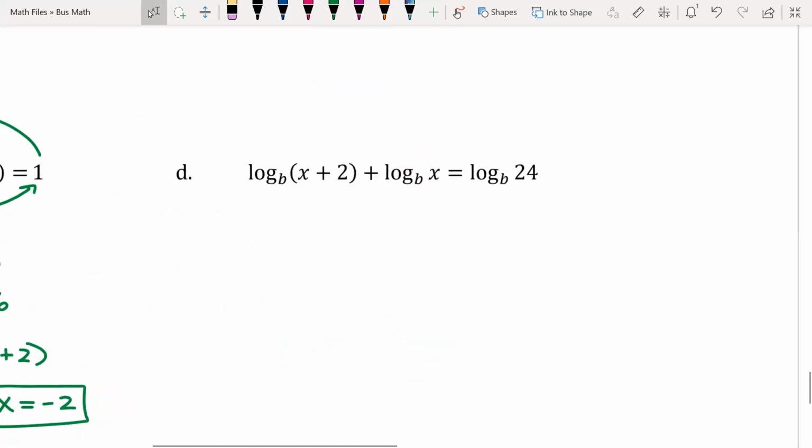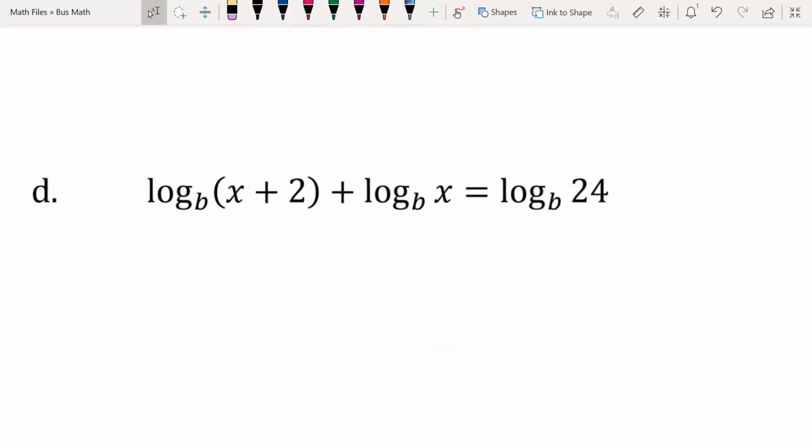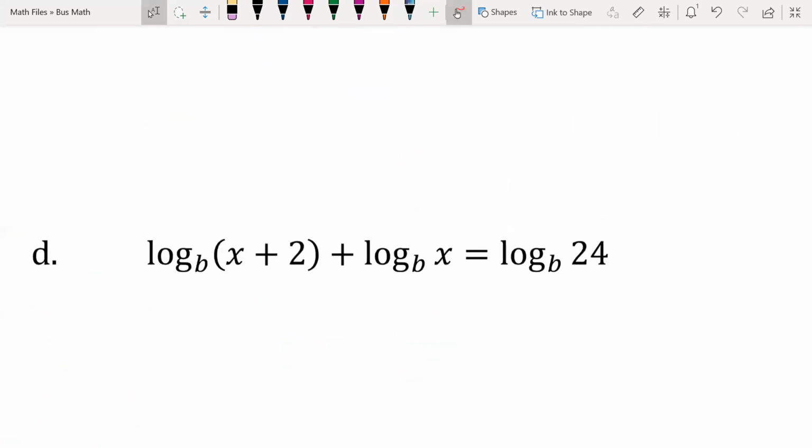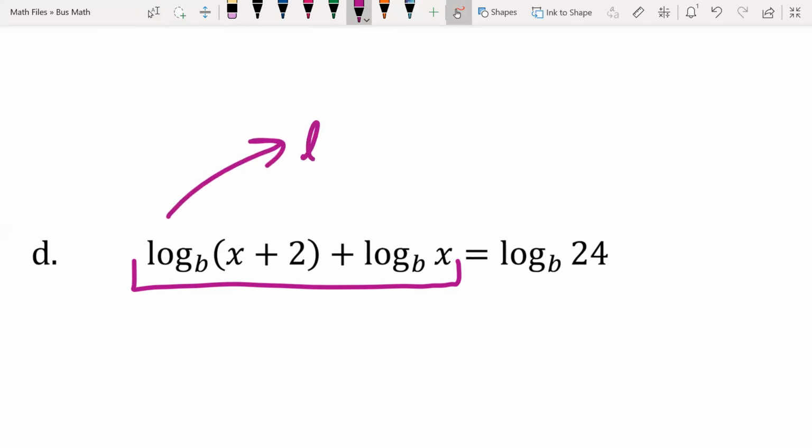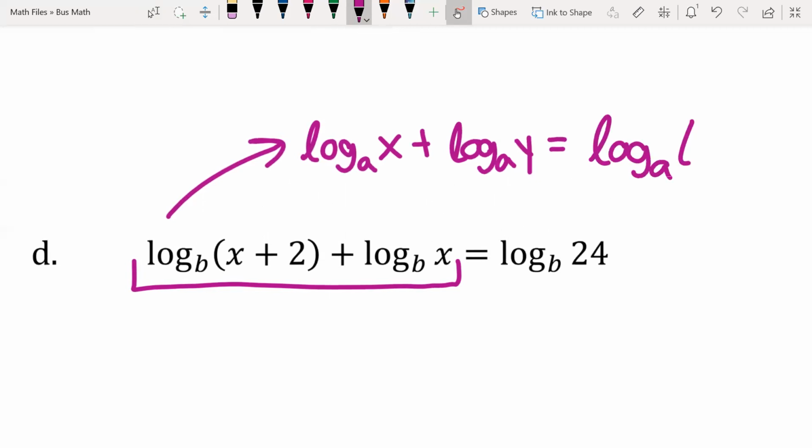All right. And then D. Log base b of x plus 2 plus log base b of x is equal to log base b of 24. All right. So what we want to do on this one is combine our logs. So these two logs can be reverse engineered by using that product to sum formula above. So remember that if I had, let's say, log base a of x plus log base a of y, then we can put this back together as log base a of x times y. So that's what we're going to do here, since these have the same base of b.